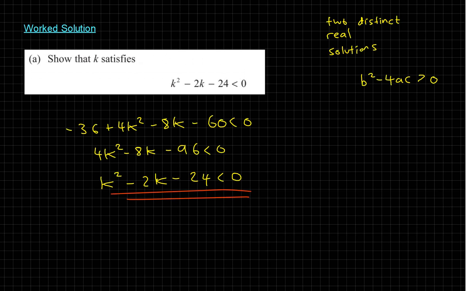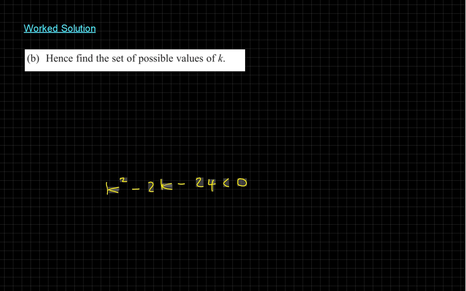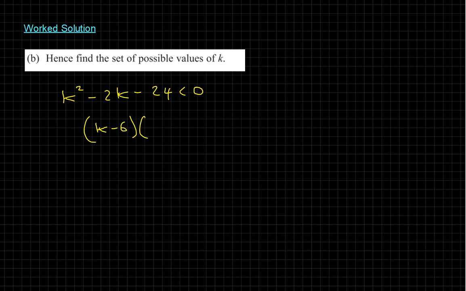Okay, so we're going to find the possible values of k. In order to do that, let me just bring across then what we determined in the previous section. K squared minus 2k minus 24 is less than 0. Right, so you've probably deduced that we want to factorize this. What have we got? K minus 6 times k plus 4 should work, is less than 0.